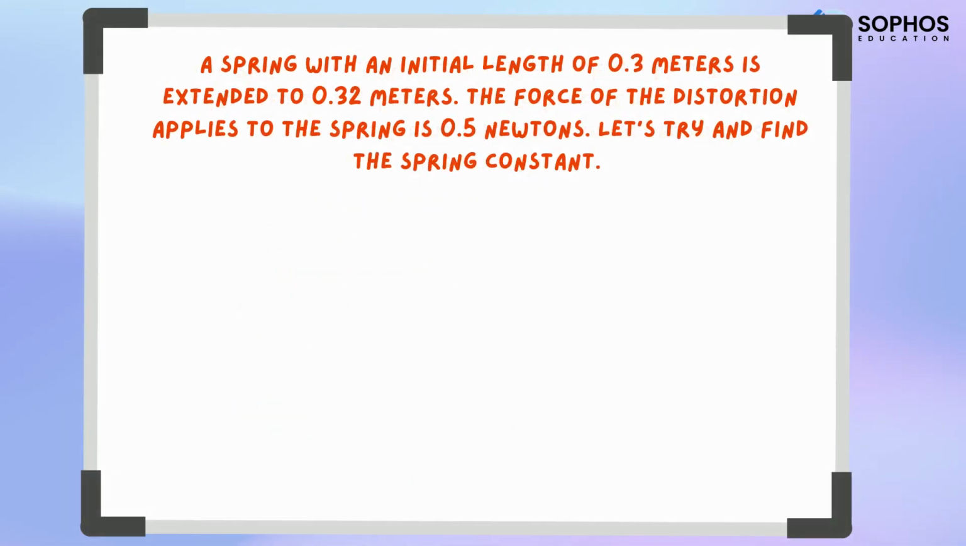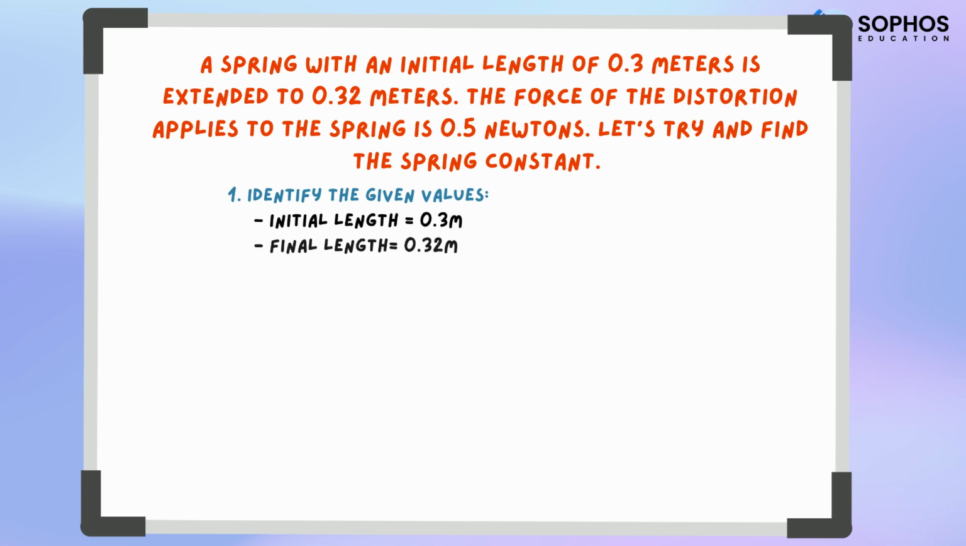Problem 2: working with smaller numbers. A spring with an initial length of 0.3 meters is extended to 0.32 meters. The force of the distortion applied to the spring is 0.5 newtons. Let's try and find the spring constant. First, identify the given values. The initial length is 0.3 meters, the extended length is 0.32 meters, and the force F equals 0.5 newtons.